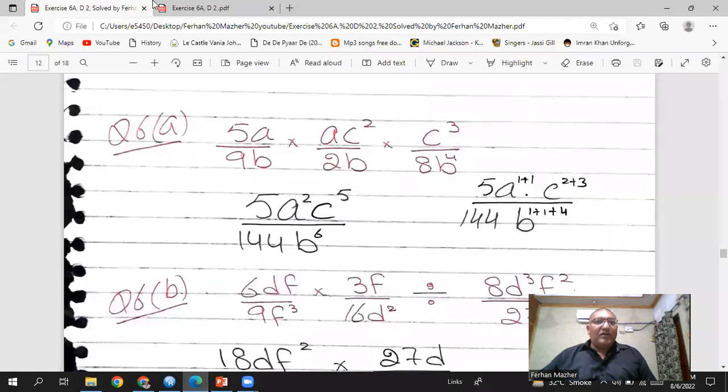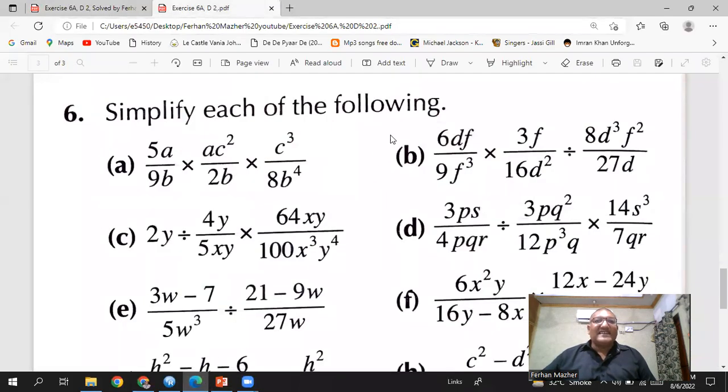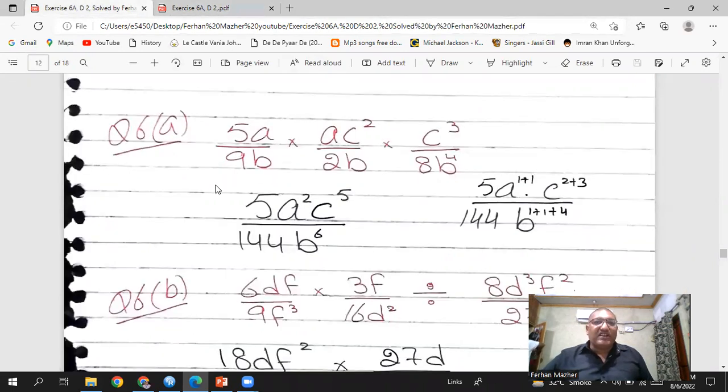Okay, so here we go. We are on exercise 6A from the book D2. And from question number 6, I'm going to attempt the A part. Here we have three fractions, and these three fractions are multiplying with each other. So we have 5a divided by 9b, multiplied by ac squared divided by 2b, multiplied by c cubed divided by 8b raised to power 4. So here you have three fractions and they are multiplying with each other.